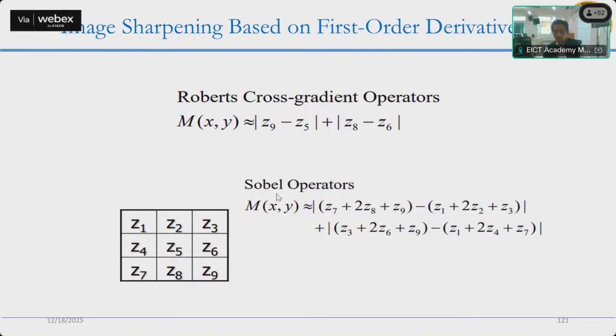Cross gradient. Sobel operators, it has been shown: Z7 plus 2 Z8 plus Z9, here it is double one, minus Z1 plus 2 Z2 plus Z3. In the same way, on the column wise also it has been done: Z3 plus 2 Z6 plus Z9 minus Z1 plus 2 Z4 plus Z7. So in this way, the Sobel operators can be applied.